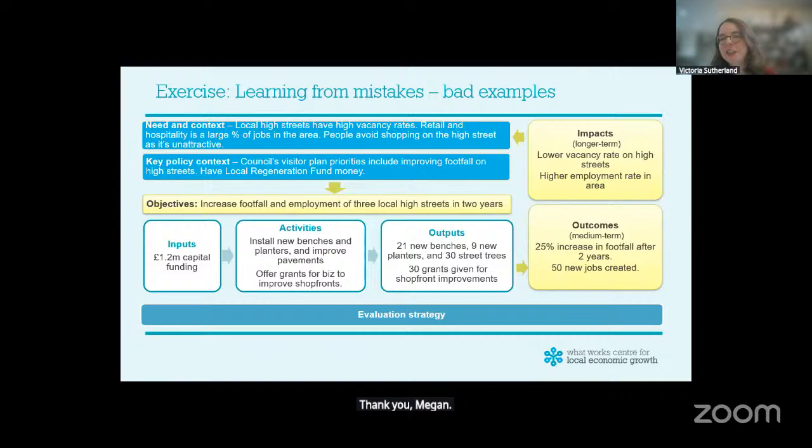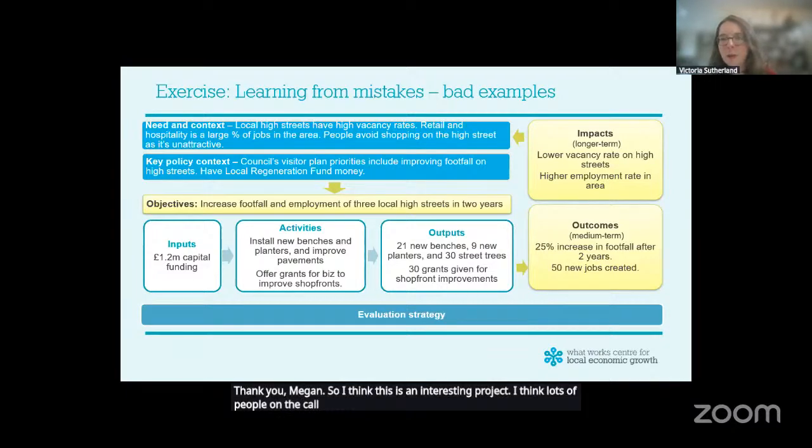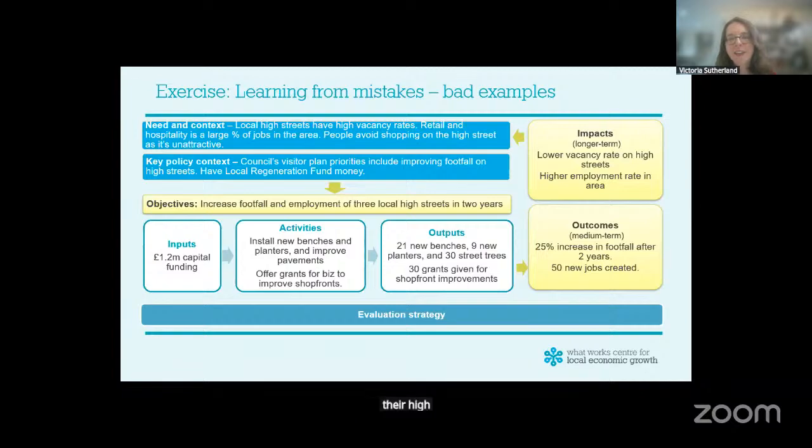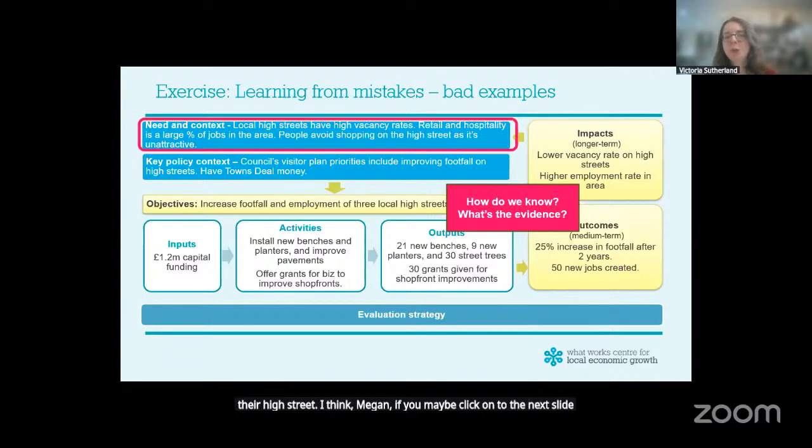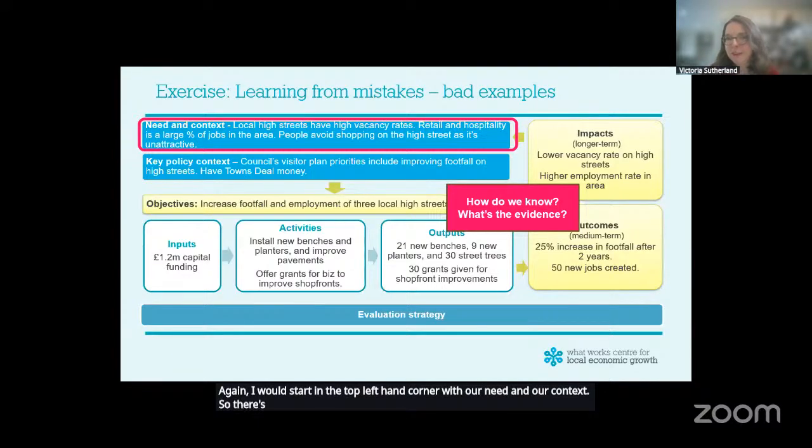So I think this is an interesting project. I think lots of people on the call will work for local authorities or combined authorities, or allied bodies, where they have real worries about their high street. I think, Megan, if you maybe click onto the next slide. So again, I would start in the top left-hand corner with our need and our context. There are 3 statements in here, and I would quite like to disentangle them a little bit.